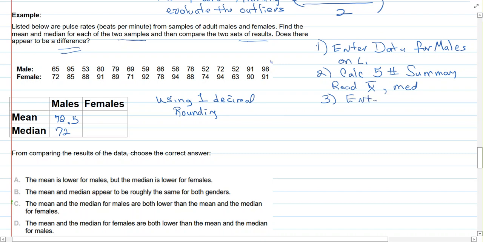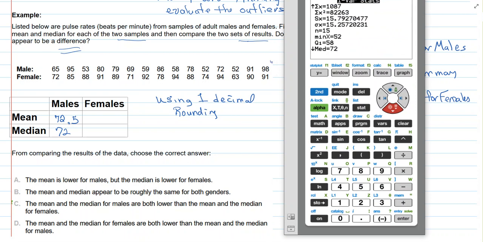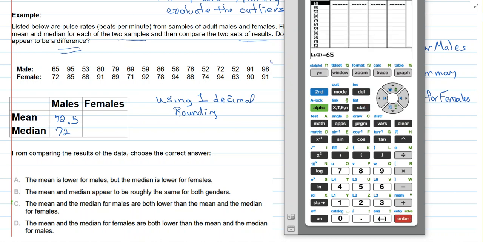We're going to enter data for females. There we go. And I'm going to do something different this time. Let me clear it. Stat, edit, and I'm going to arrow over to line 2. If line 2 has data, remember to up arrow, clear, and enter. And we're going to enter that 72, 85, 88.